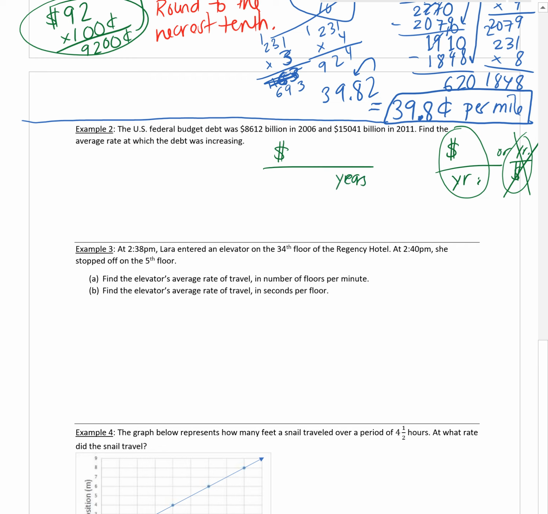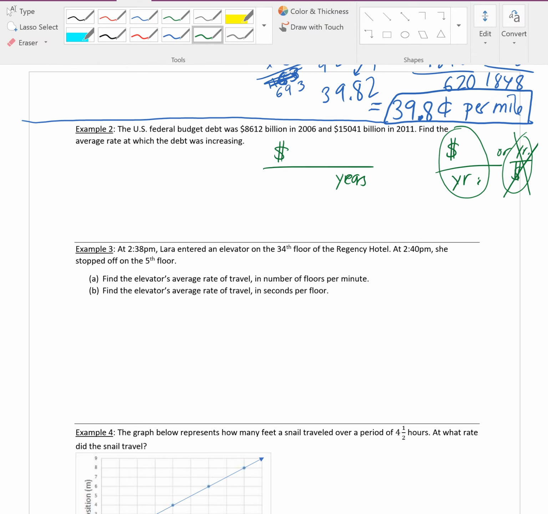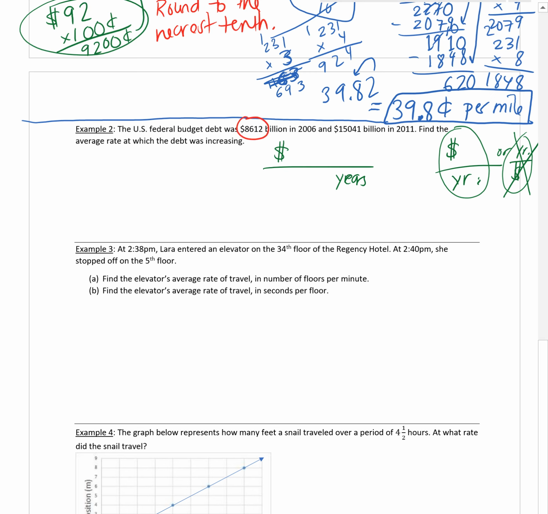But let's see. And if you're thinking right now, okay, which dollar amount do I put in? Well, since they want the increase, I'm going to have to subtract them. That's what they're talking about. Dollar increase. Kind of like in that last example, when they said the odometer read this amount when he left, and it read this amount when he came back. It changed, so we had to subtract. It's kind of like that. The more recent federal budget debt was $15,041. The older one was $8,612. I'm going to have to figure out the difference between those by subtracting first.